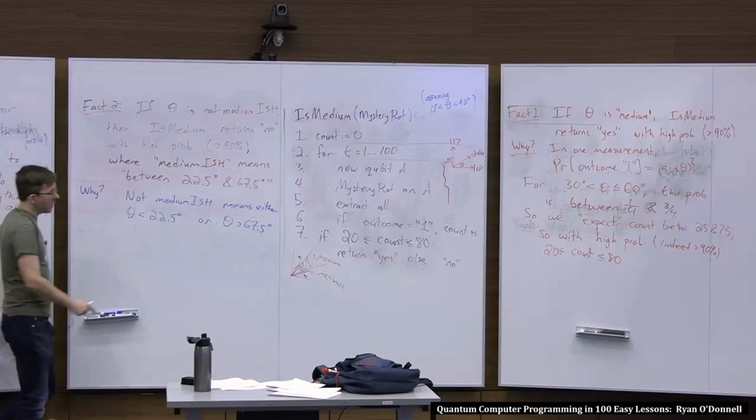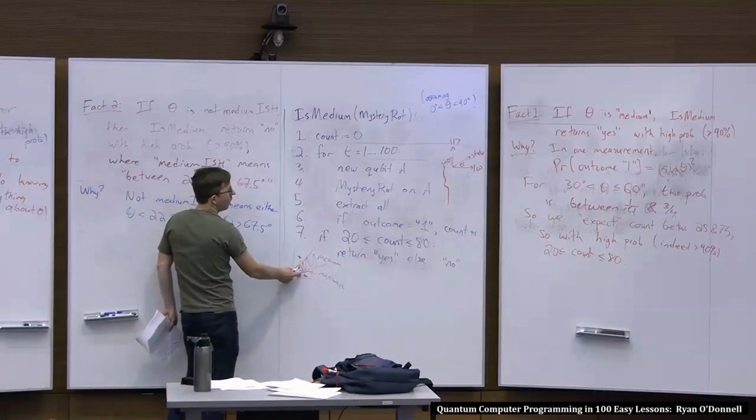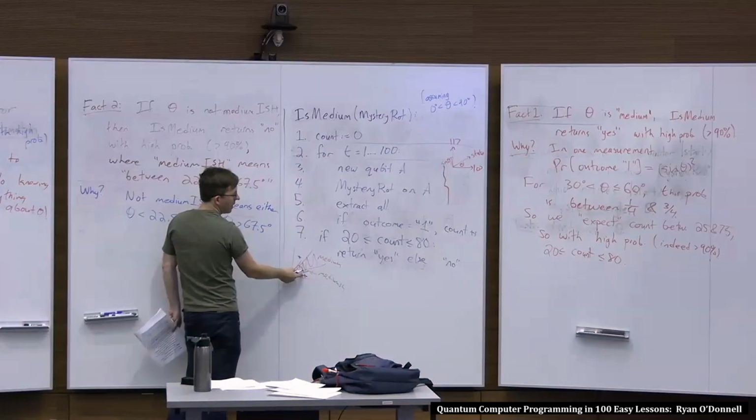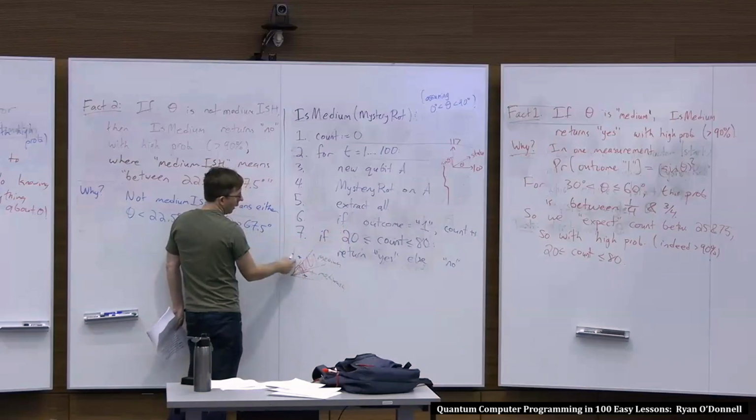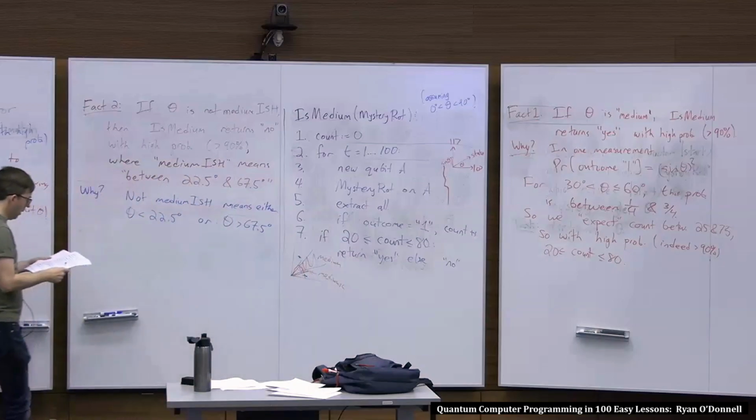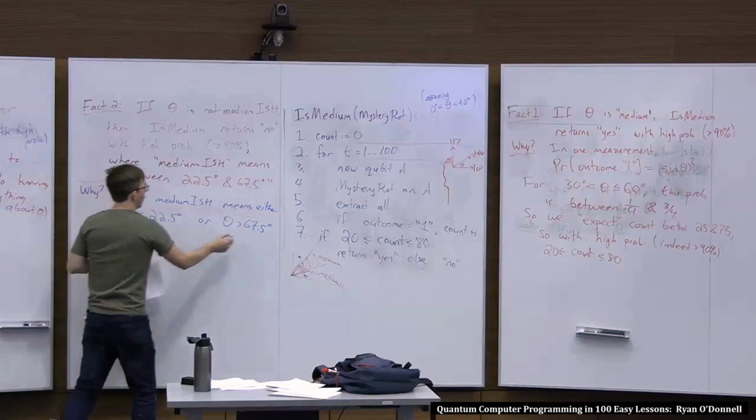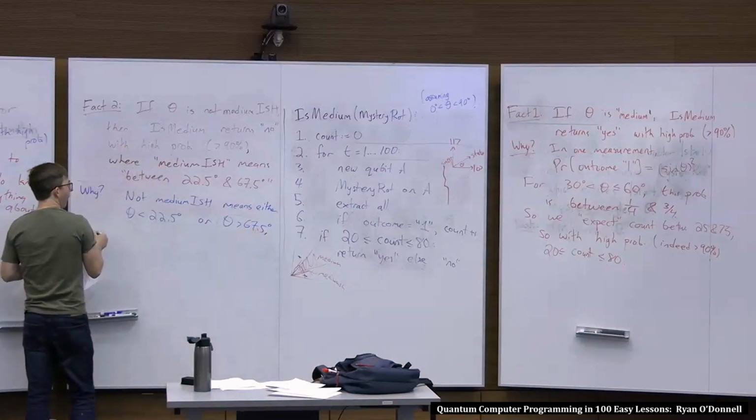But intuitively, if it's in here, that means when you do these measurements, most of the time you'll get 0, and so you'll probably have count bigger than 80. And if it's in here, then when you do these measurements, most of the time you get 1. So probably your count will be smaller than 20. Again, you have to crunch the numbers, but I did that for you.